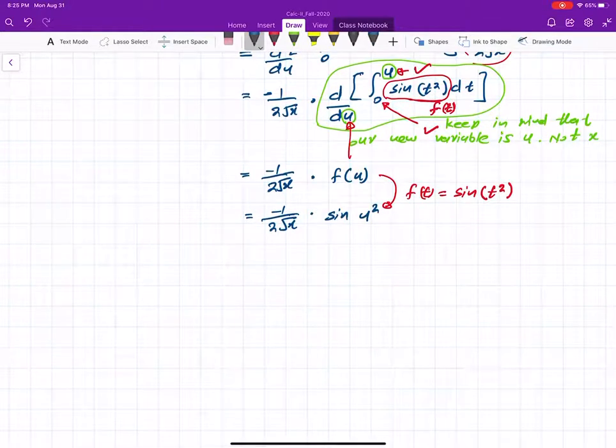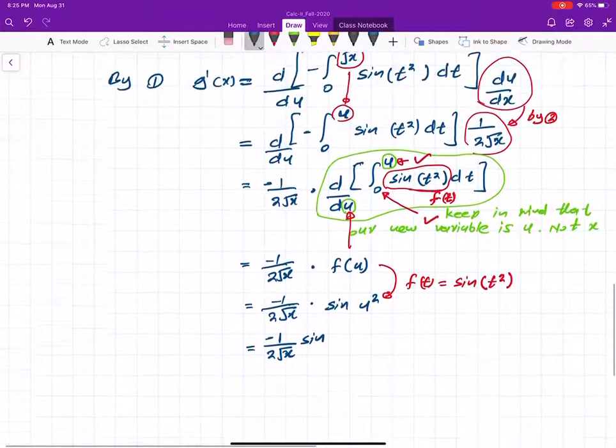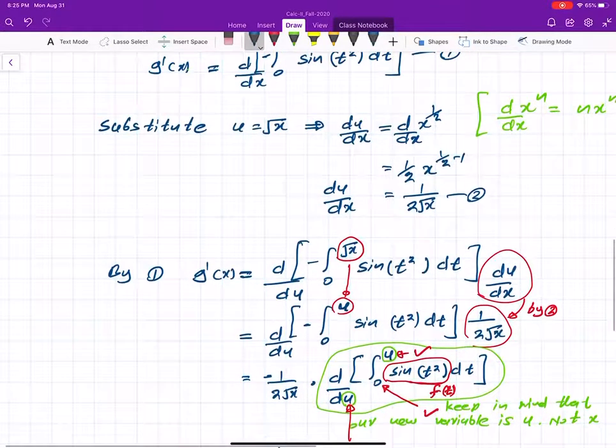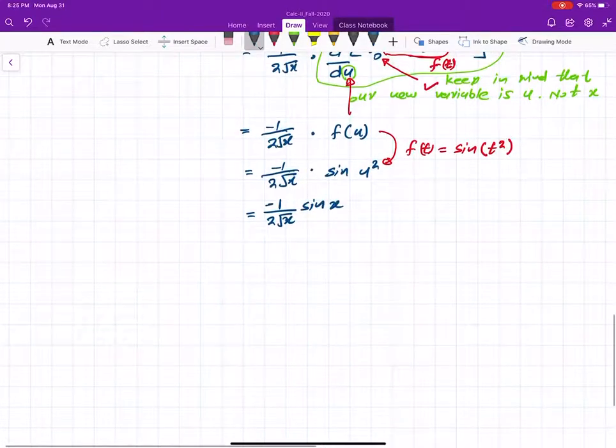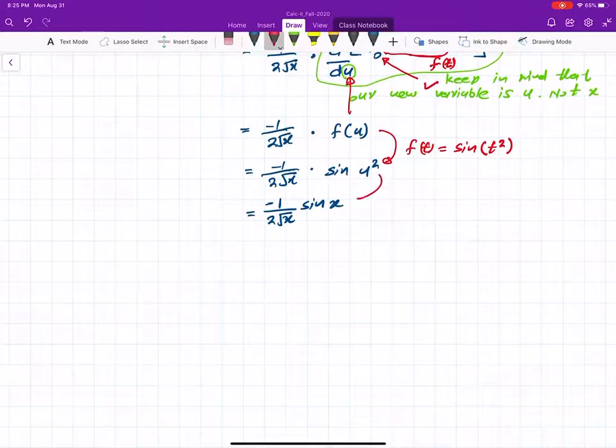Now I have to substitute back. This should be minus 1 over 2 times square root of x, then sine u squared. That u squared is just x. That is sine x, because u equals square root of x.